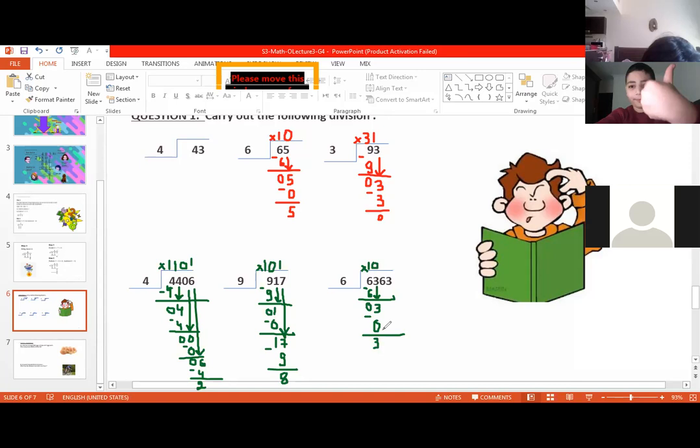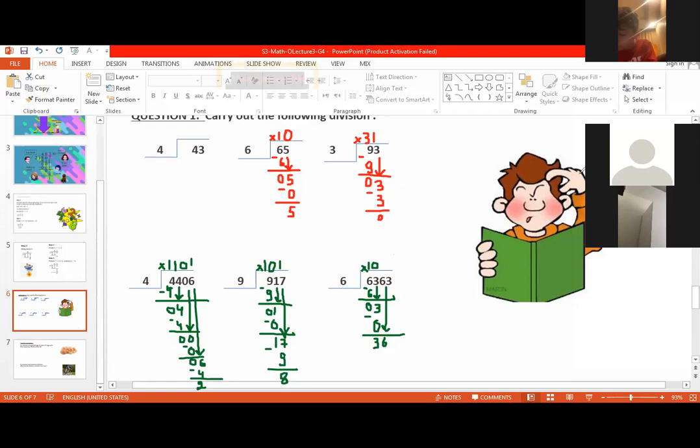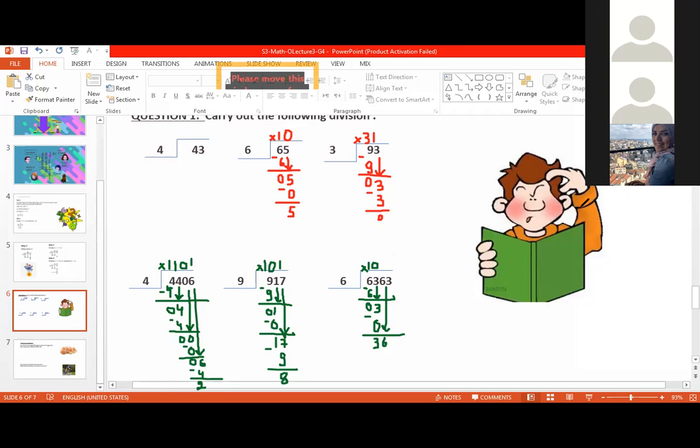Okay. Yalla, let us bring down the 6. So we have here 36. What's 36 divided by 6? 6. Excellent. 6 times 6 is 36. Very good. And we subtract 36 minus 36. It's 0, right? Now we bring down the 6.